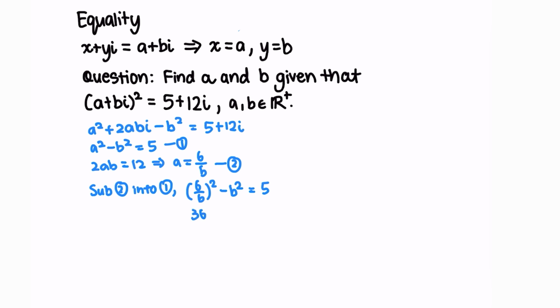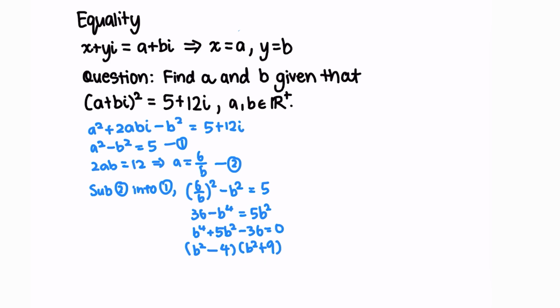What I want to do is multiply b squared to everything. So what I get is 36 minus b to the power 4 equals 5b squared. And I can rearrange this into a nice quadratic equation. Not really a quadratic equation, but a quadratic equation in terms of b squared. If we do our factorization, we'll do (b squared minus 4) and then (b squared plus 9). If we look over here, the minus 4 and plus 9 get us negative 36, and minus 4b squared and plus 9b squared together will give us plus 5b squared.